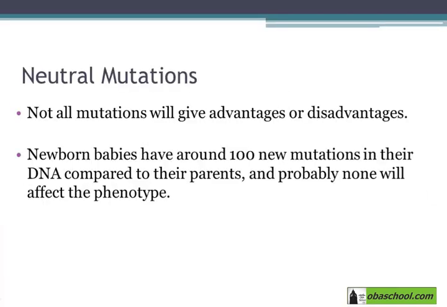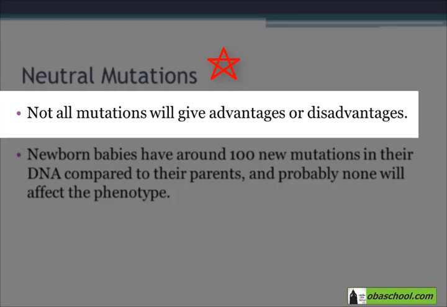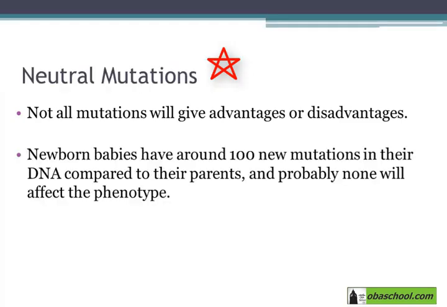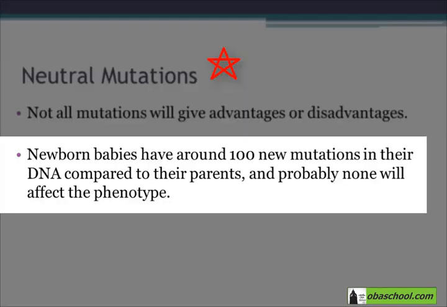Neutral mutations. Not all mutations will give advantages or disadvantages. Newborn babies have around 100 new mutations in their DNA compared to their parents, and probably none will affect their phenotype. This relates to an earlier example that we gave about neutral mutation happening in the gene that codes for eye color, where the eye color does not even change.